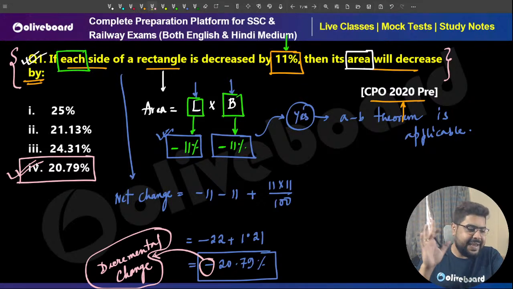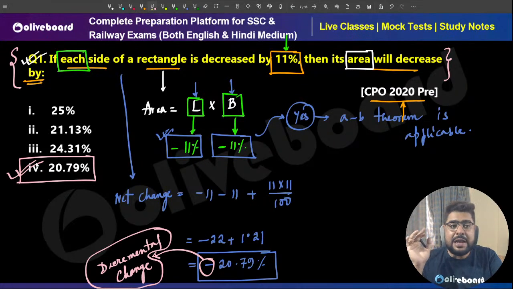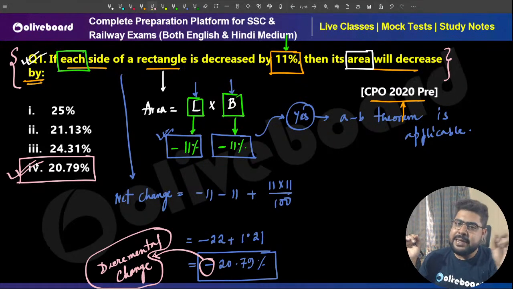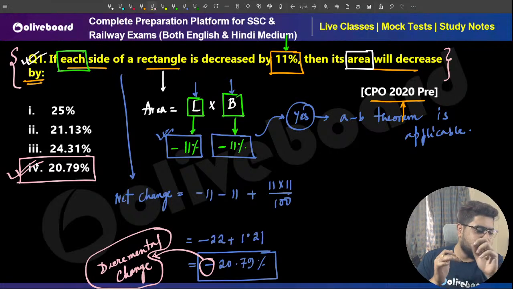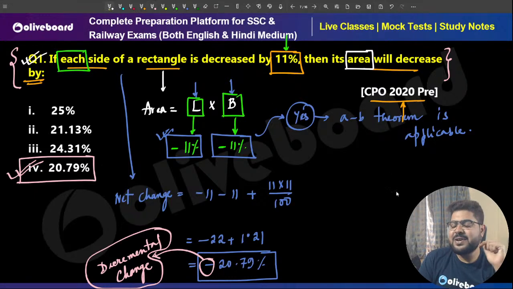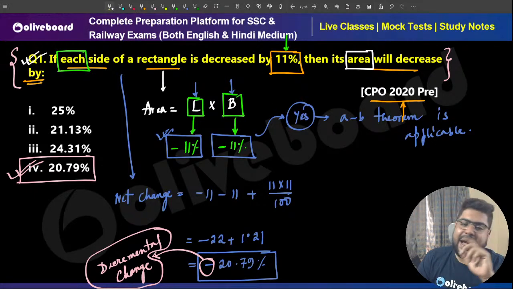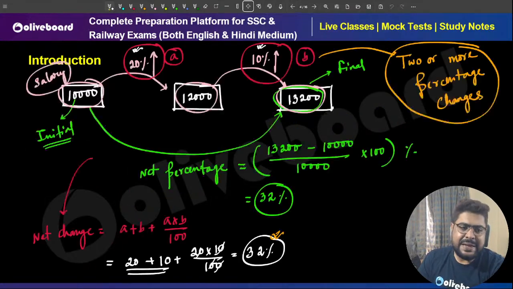Now, is it clear 100%? Is it clear? Now, this is one mensuration based question where we could have used our AB theorem. But sir, not every time you can apply AB theorem. Now, AB theorem also has its limitations. Okay, let me say that.